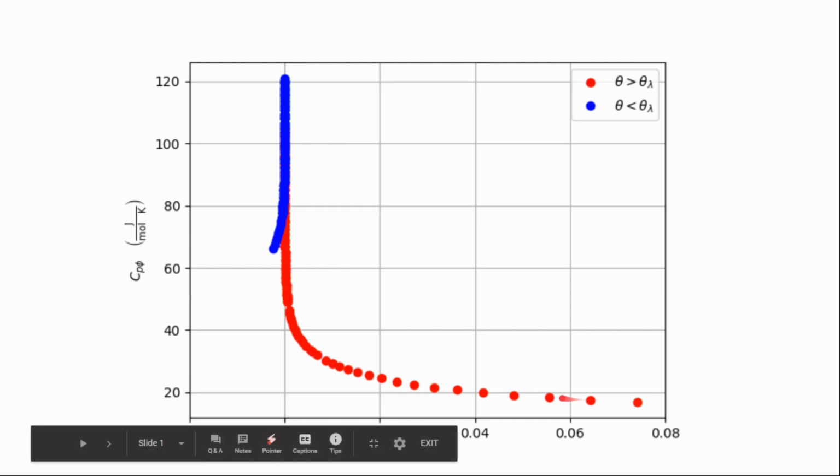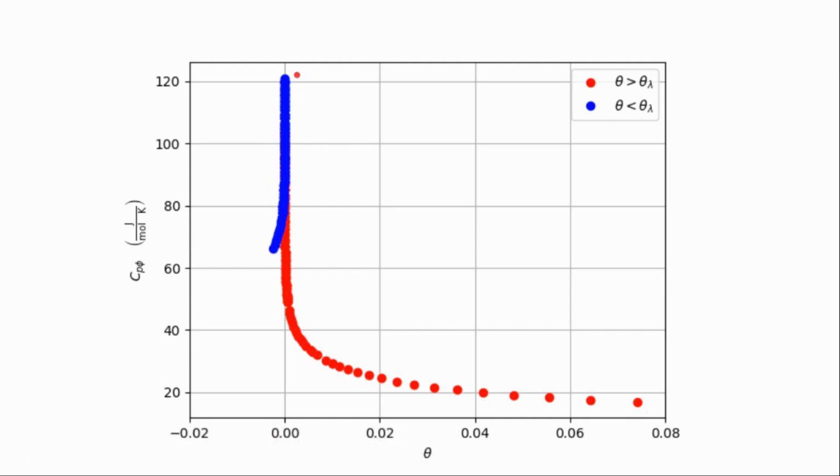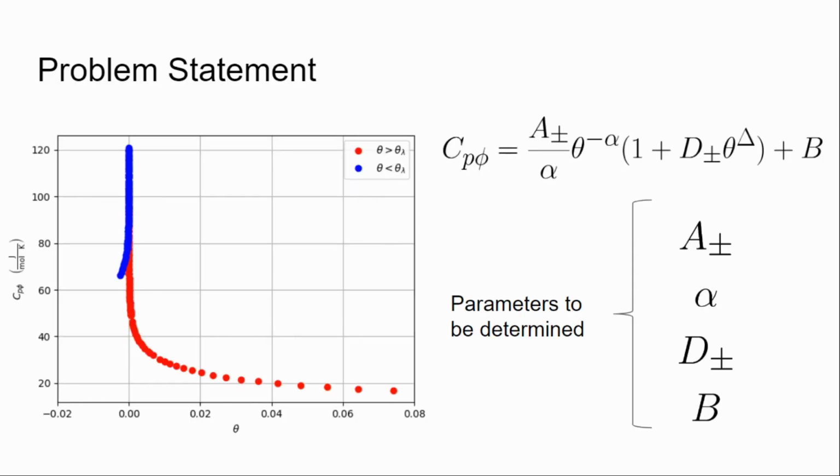As we cool down, the specific heat begins to rise, and it begins to rise extremely fast. We pass through the superfluid transition and we continue to cool down, and that's where we ended up; we stopped taking data. Now our problem is to model this and extract some parameters that describe the physics of the system.